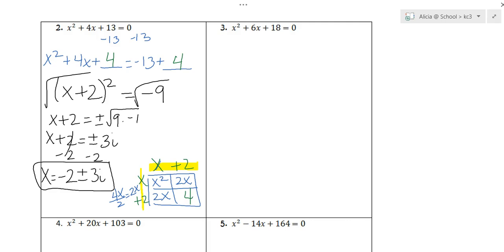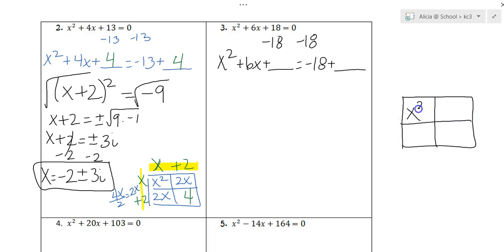Looking at number 3, I have x squared plus 6x plus 18 equals 0. Again, move that constant over by subtracting it, or doing the opposite. So x squared plus 6x, I'm going to be adding some constant, equals negative 18 plus that same constant on the left side. I want to complete the square on this.